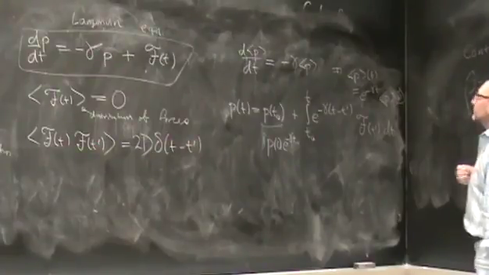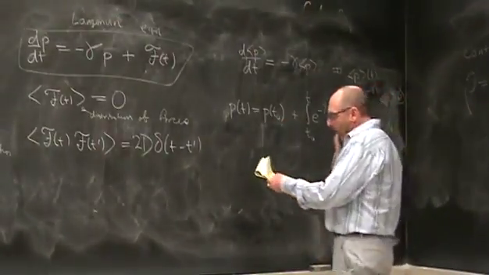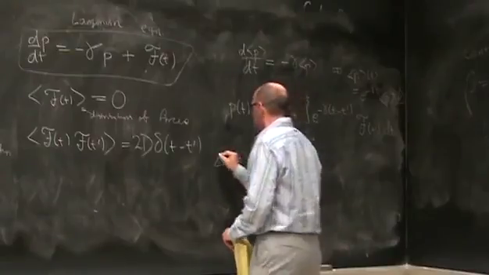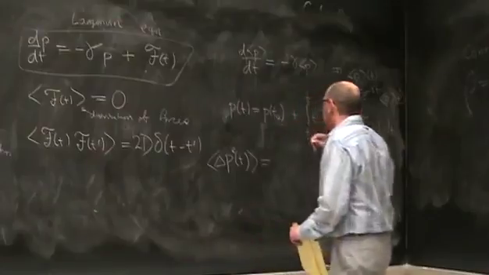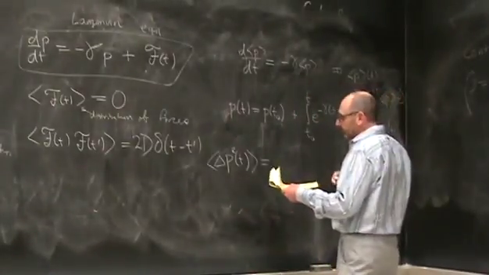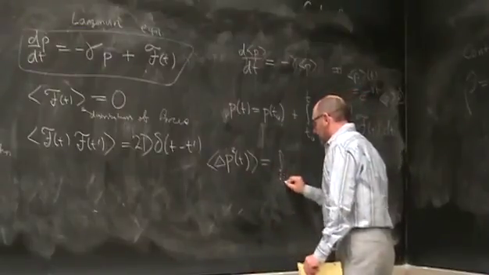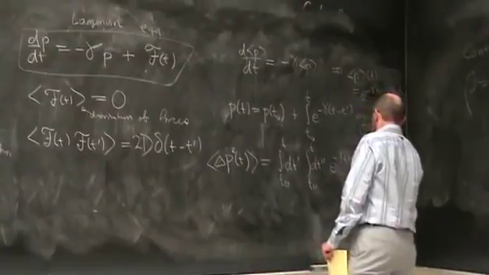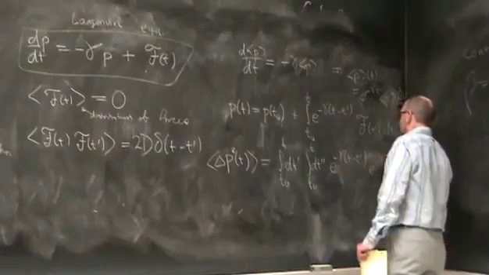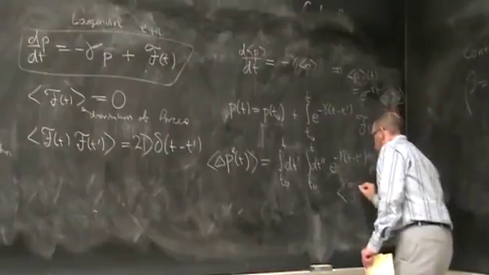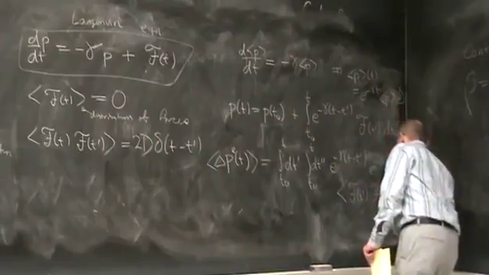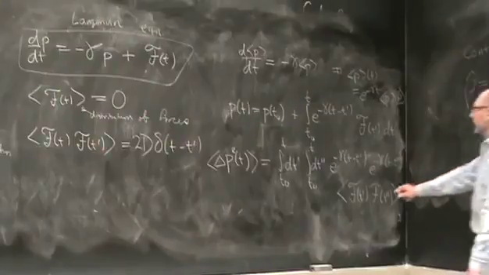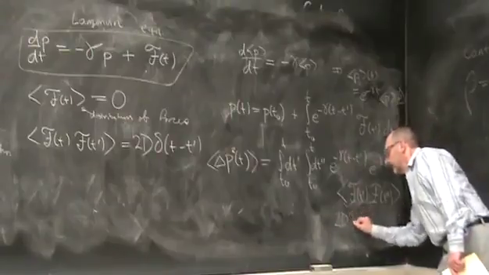Okay, so let's leave this out, and let's look now at how the fluctuations in momentum change as a function of time. We're going to look at the difference between the average value and the value squared. That is going to be equal to the double integral. This correlation function is the delta function. This becomes 2D delta(t minus t prime).